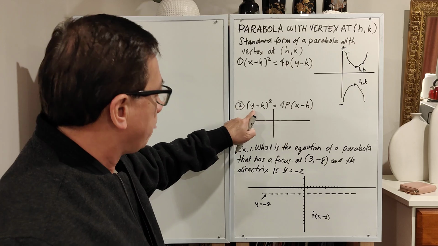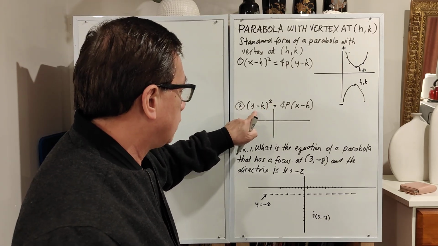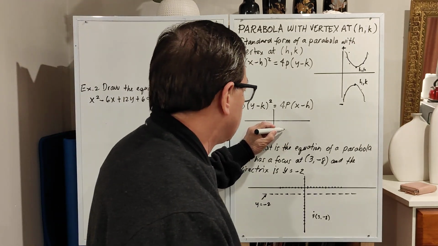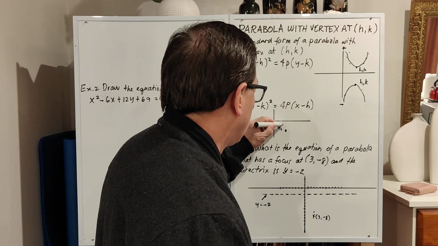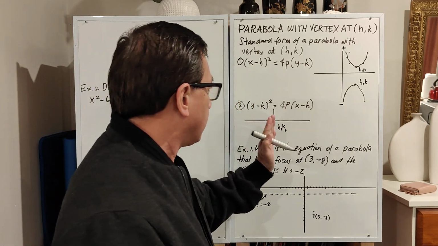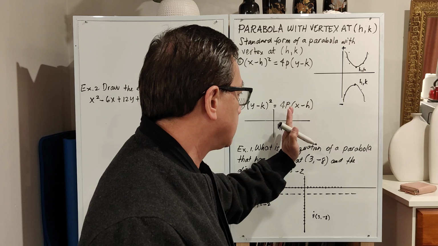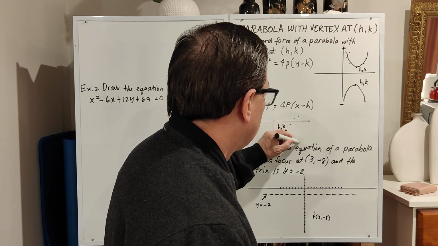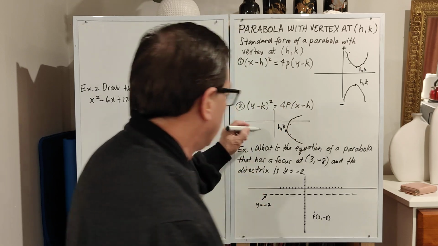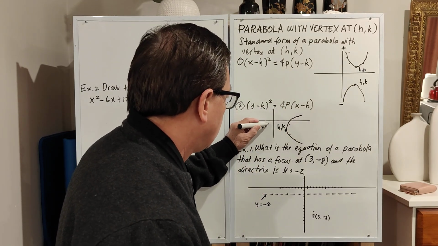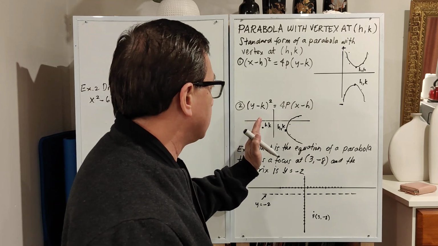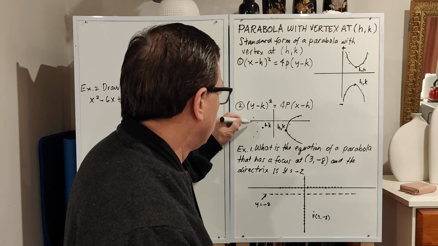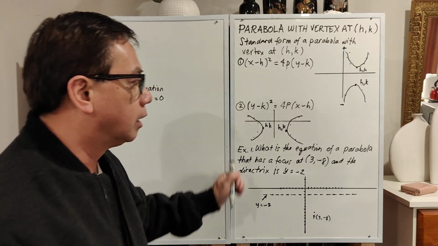For this case, y is the one with the squared. So for every value of x, there are two values of y. For example, this is your point hk. So for every value of x, as it progresses to the right, there will always be two values of y, and there will be your parabola. Or if your hk is here and it goes to the left, for every value of x, there will always be two values of y, and then your parabola is going to the left.